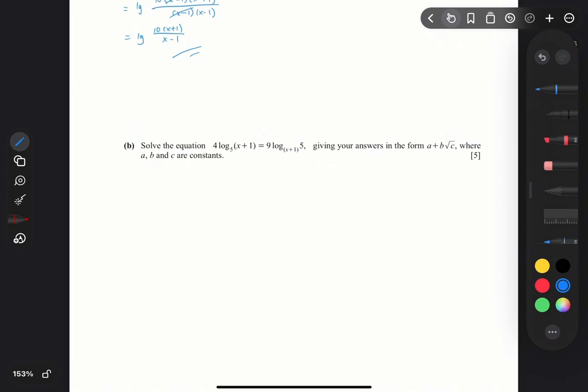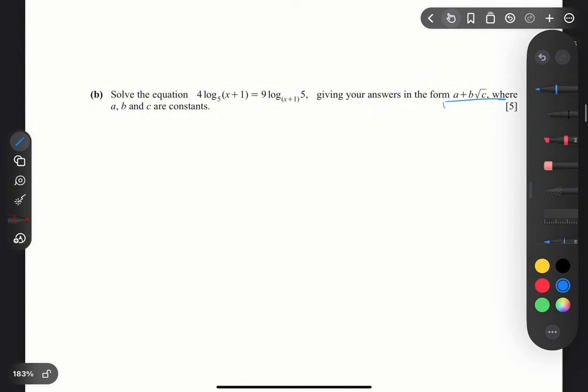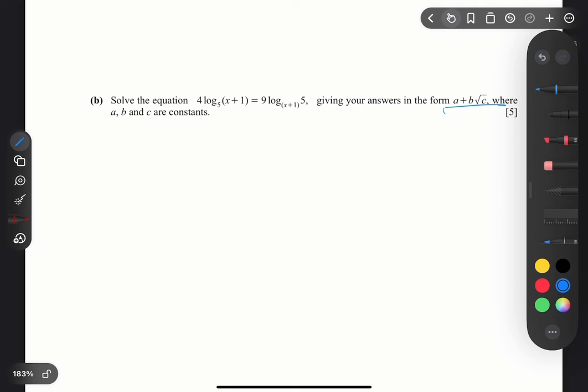Part B, solve the equation, giving your answer in the form of this, where a, b, and c are constants. So first of all, you need to notice that for the logarithm on both sides, the base is different, so you need to change the base first. Before I change the base, I will just rewrite this using the laws of logs so that it's easier. And then I want to change to base 5.